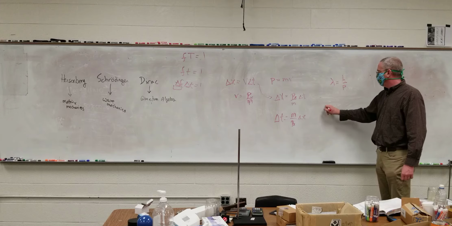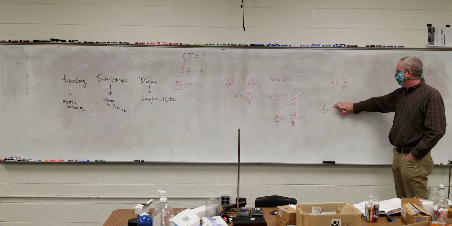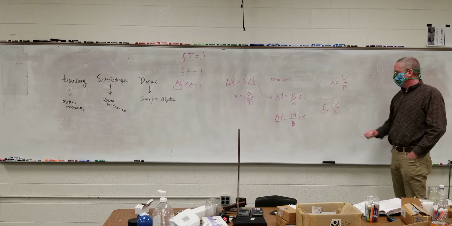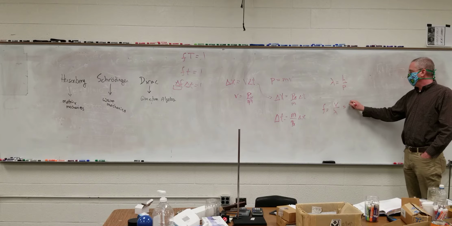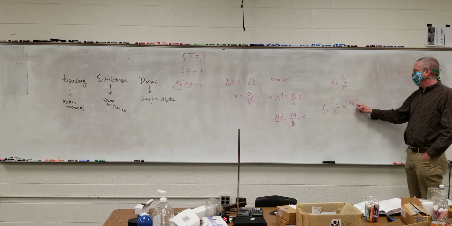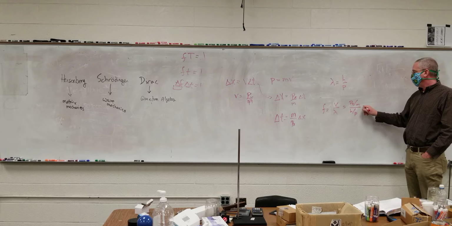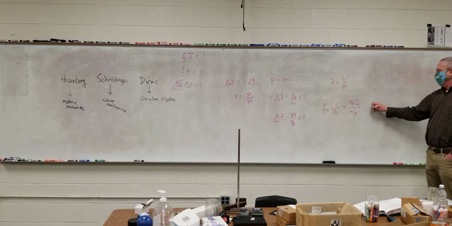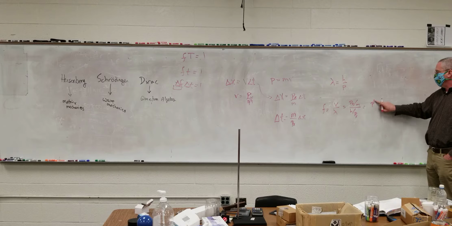Frequency is equal to speed divided by the wavelength, or for a wave in general, not necessarily the speed of light. And V is equal to the momentum divided by the mass, and the wavelength is equal to h divided by p. So we get, for one-dimensional motion, p squared over mh.